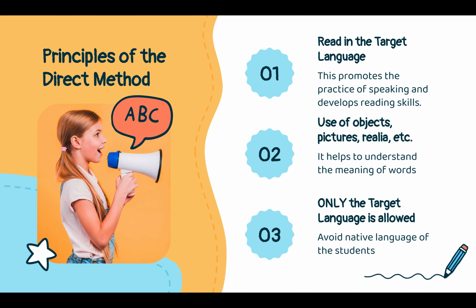Now let's take a look at the main principles of this method, on which the classroom activities should be based. The first principle is that learners should read in the target language. This principle promotes the practice of speaking and develops reading skills in the student. The second one is about the use of objects, pictures, realia, and actions in the classroom to help learners understand the meaning of concepts and words.